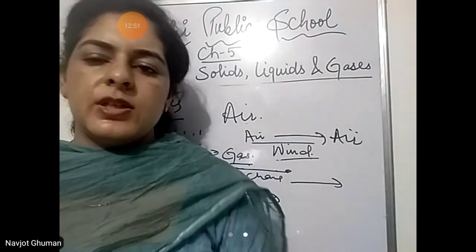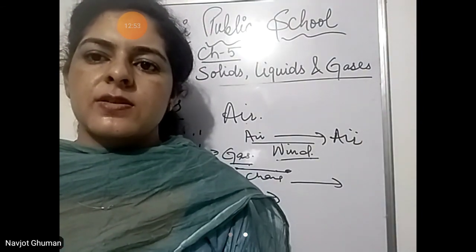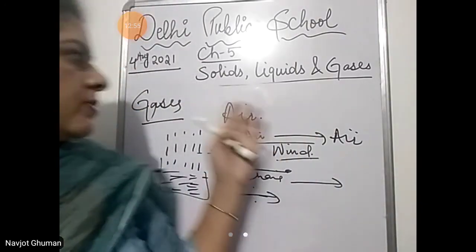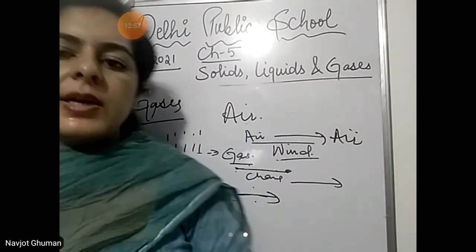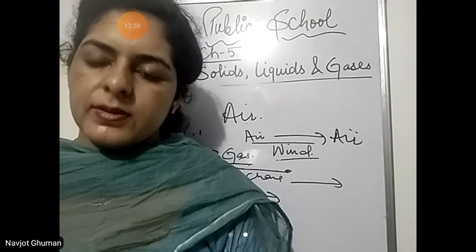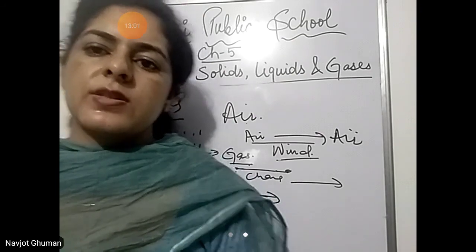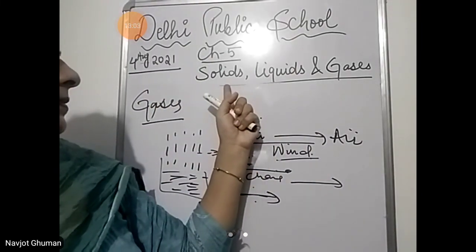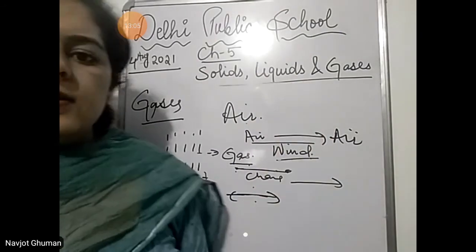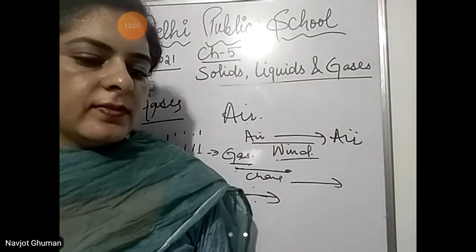So these are the three forms in which the things exist. Water भी इन three forms में exist करता है. जो बाकी चीजें हैं हमारे around, they also exist in these three forms: solids, liquids, and gases.